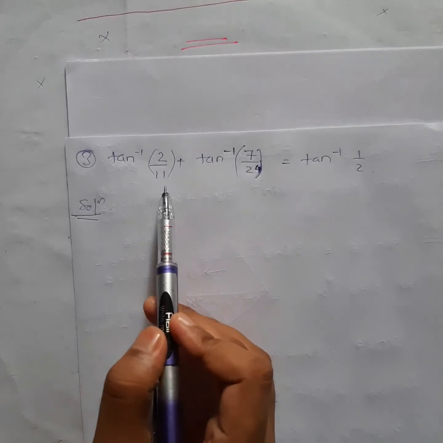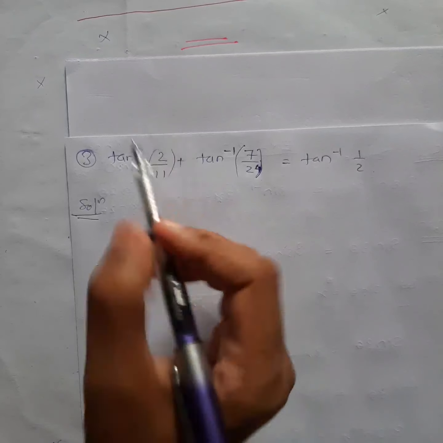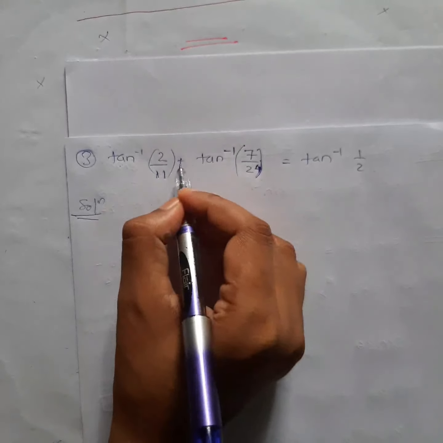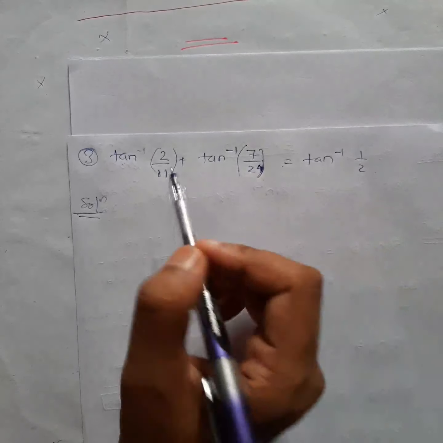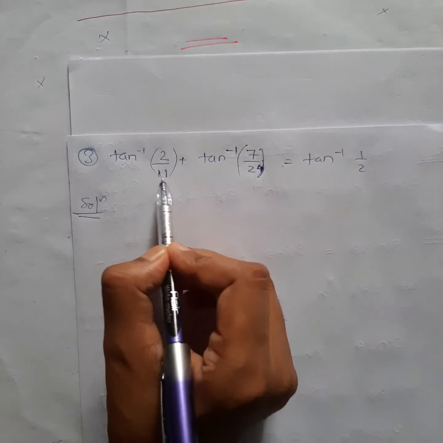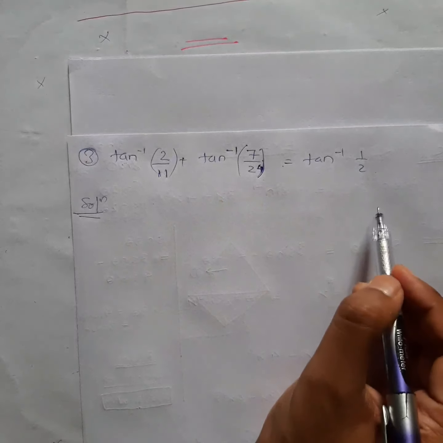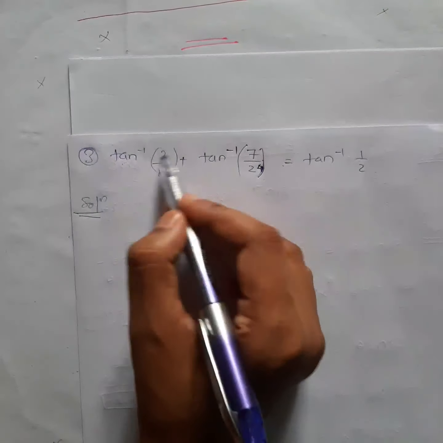Now question number 3 is very simple. So you can see what it is. Tan inverse 2 by 11 plus tan inverse 7 by 24 is equal to tan inverse 1 by 2. I have to show. Now tan inverse 2 by 11, we don't have any trigonometric ratio value, right? Like this trigonometry ratio we don't have something like this.